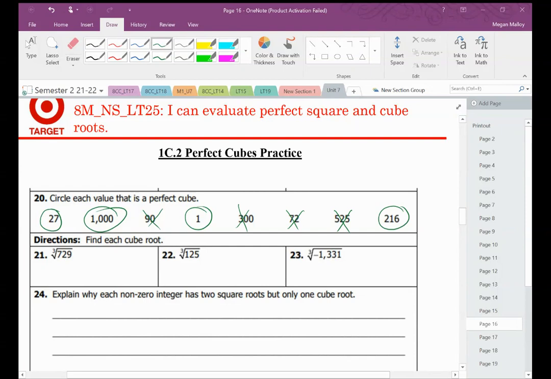Looking at number 21, find the cube root of each. So the cube root of 729 is going to be 9. 9 times 9 is 81, times 9 is 729. Cube root of 125 is 5. 5 times 5 is 25, times 5 is 125. 23, the cube root of negative 1,331 is going to be negative 11.